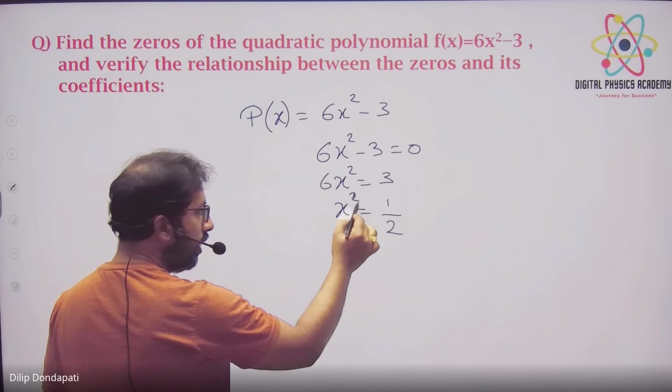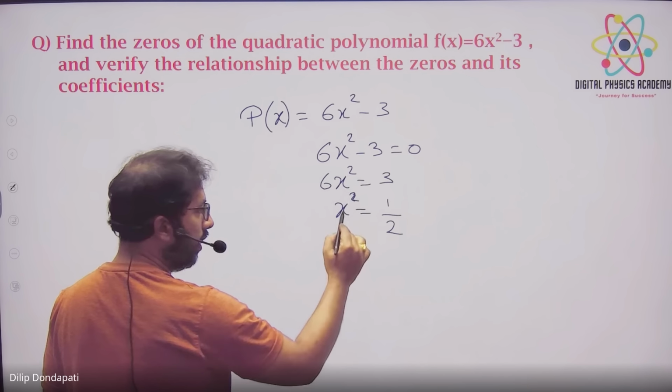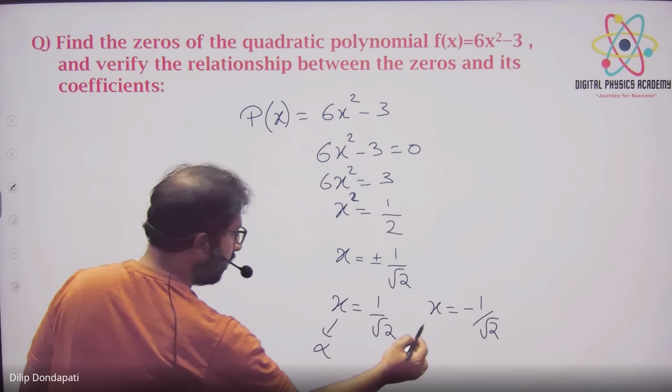Whenever degree 2 is there, 2 zeros we will get. When you send square to the other side, it becomes root, right? Always write like this: plus or minus 1 by root 2. Always two values we will get. Whenever square is there, when you send it to that side, root में plus or minus. Degree 2 में 2 roots are there. So therefore, x equal to 1 by root 2 is one zero, and x equal to minus 1 by root 2 is one zero. This is alpha and this is beta.